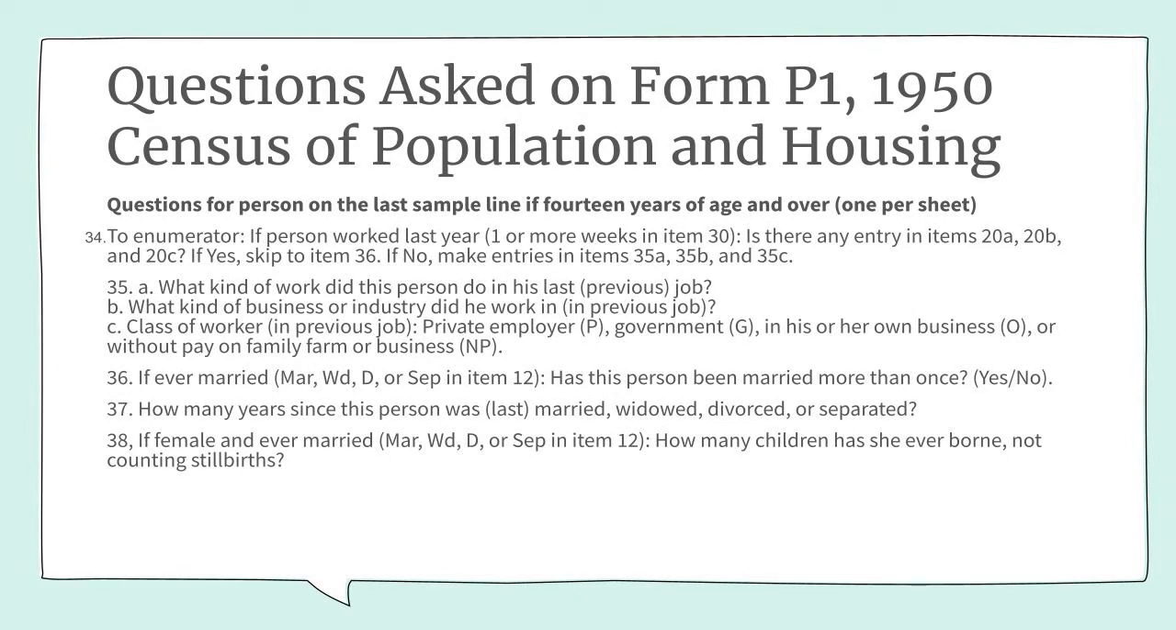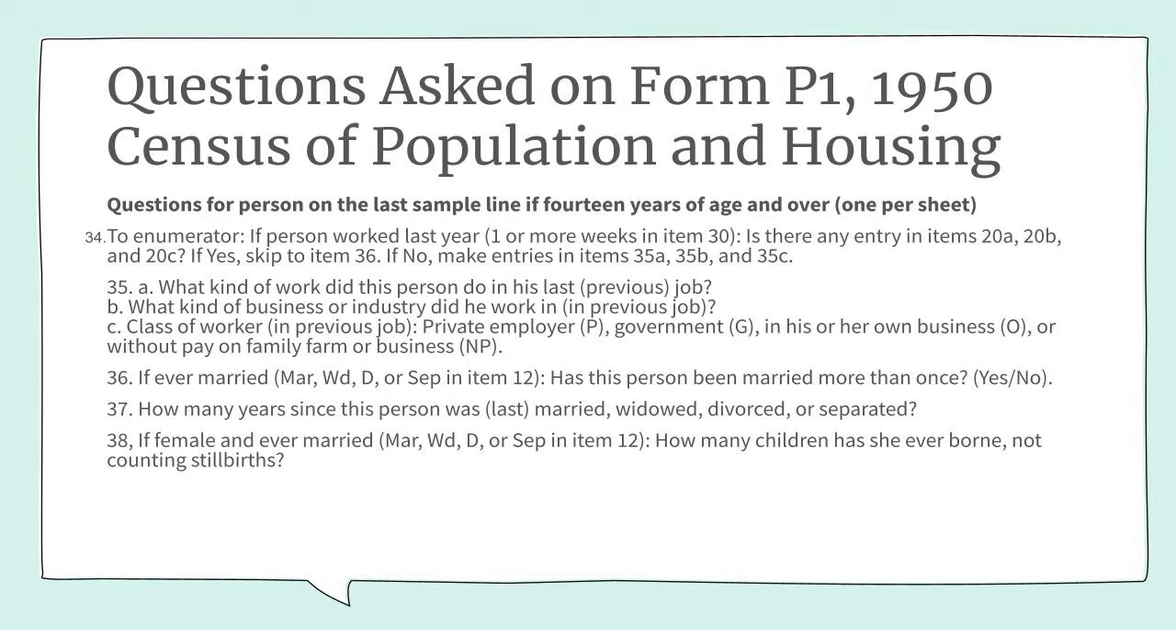Now, item 34 talks specifically to the enumerator. If the person worked last year, is there an entry in any items? If yes, skip to 36. If no, make entries in 35. So 35: what kind of work did this person do in his last or previous job? What kind of business or industry did he work in? Again, what is the class of worker in his previous job? Private employer, government, etc.